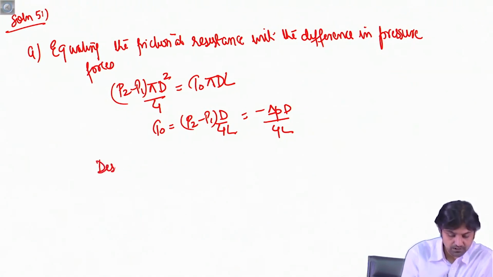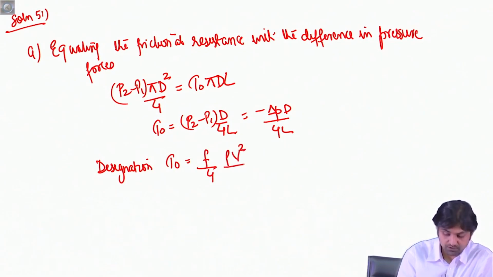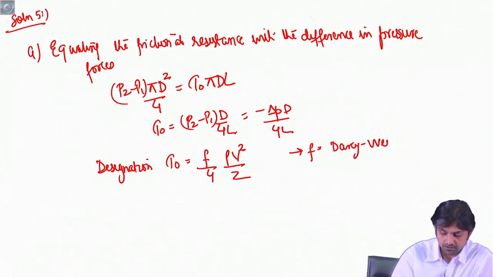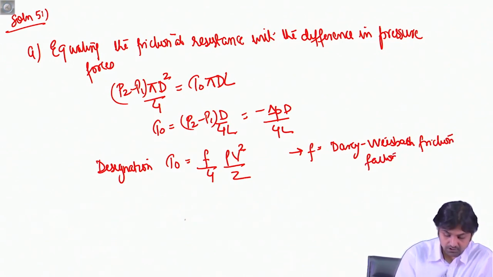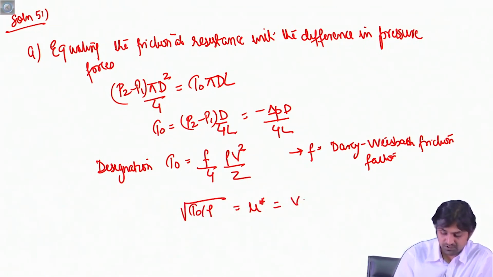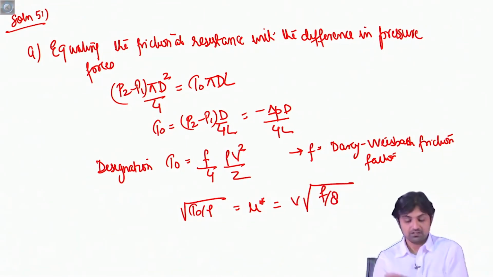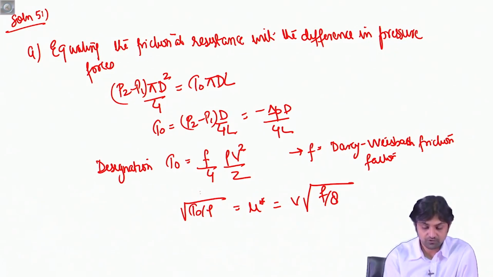Now by definition, tau naught is f by 4 rho V square by 2. Here f is the Darcy friction factor. So under root tau naught by rho, which is u star, is equal to V under root f by 8. Alright, this is how we get it from this equation.